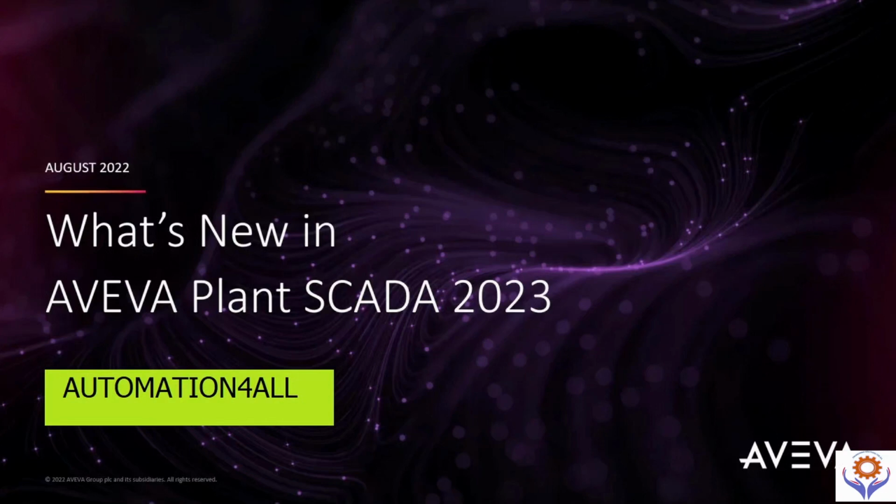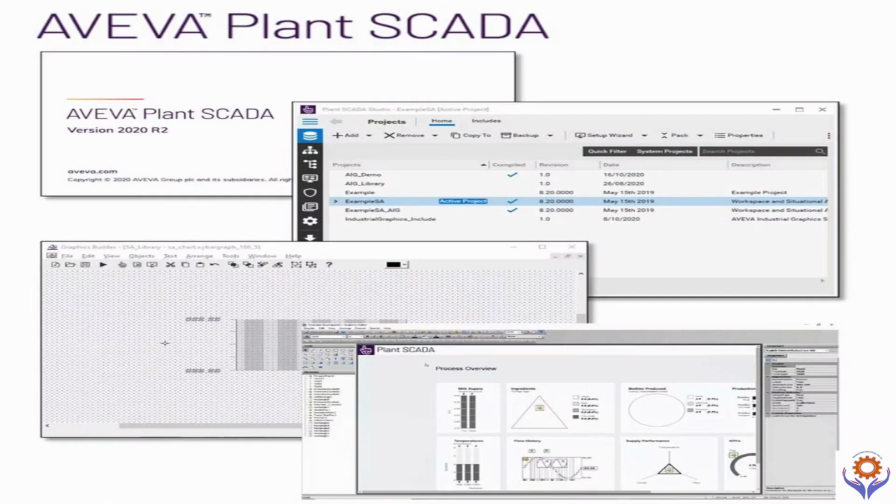Plant SCADA added additional features such as OPC UA server, UI and UX enhancements, alarm performance improvements, and additional security features, and a lot of other features they added in Plant SCADA.